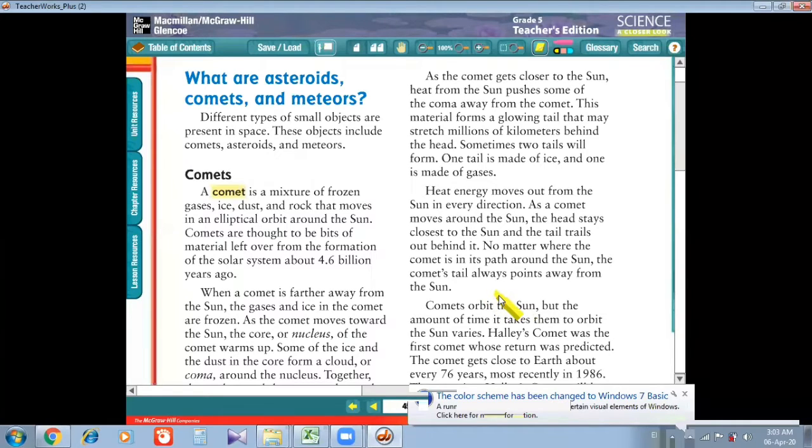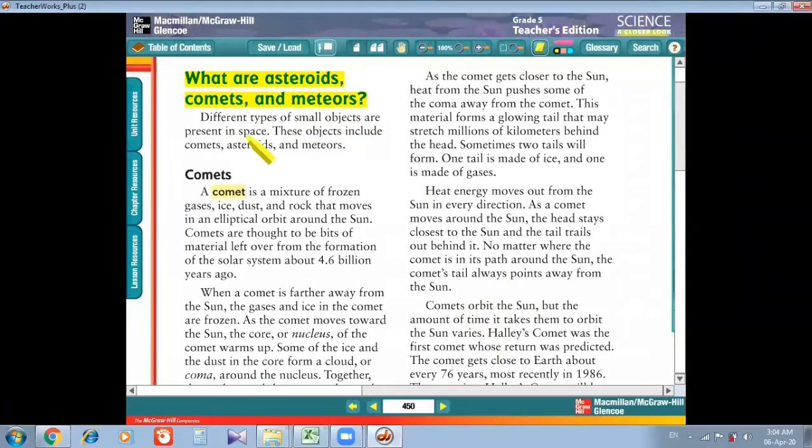It's 6th of April, and today we are going to continue our lesson number 3 of chapter number 8. I want you all to open page number 450. On this page, we have a topic: what are asteroids, comets, and meteors? Different types of small objects are present in space. These objects include comets, asteroids, and meteors. Now we will discuss all three of them.